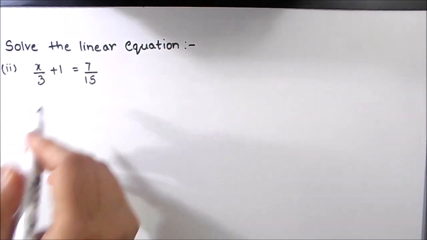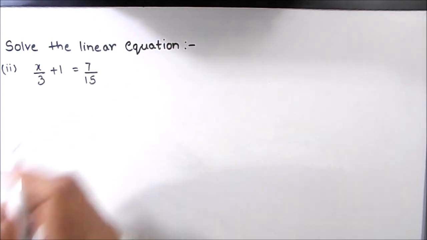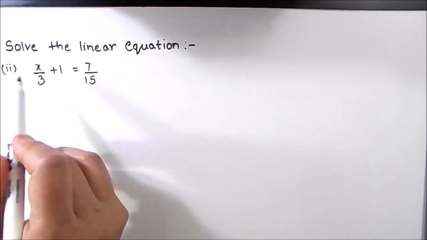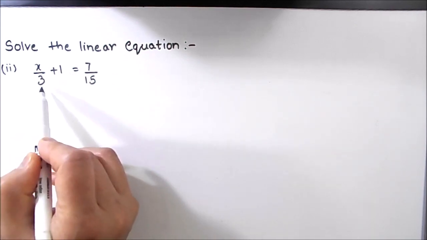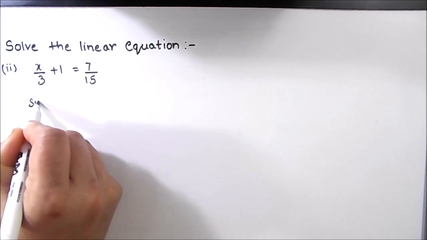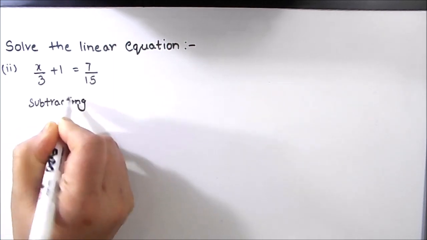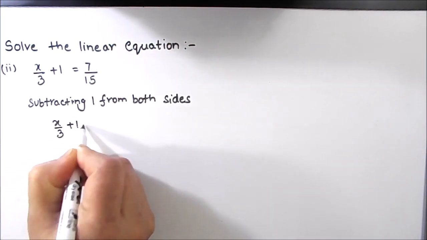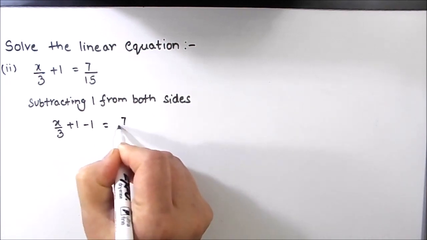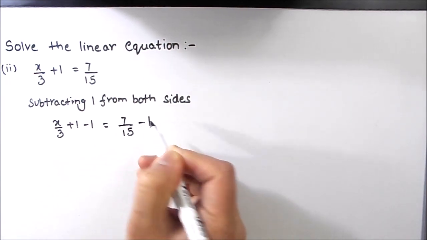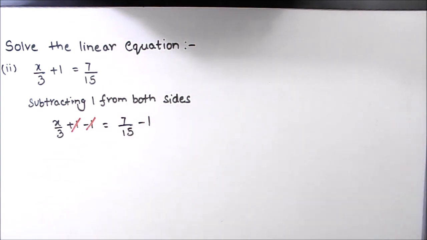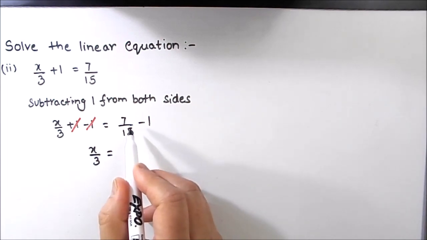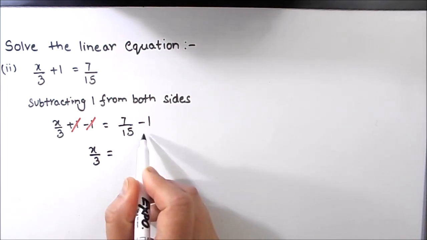Our second example is x by 3 plus 1 is equal to 7 by 15. Here too our purpose is to separate the variable and the constant. For that we'll remove this 1 from this term. So we'll subtract 1 from both sides. So this will become x by 3 plus 1 minus 1 is equal to 7 by 15 minus 1. Now these two get cancelled. On the left hand side we are left with x by 3, and on the right hand side we have a fraction 7 by 15 minus 1.